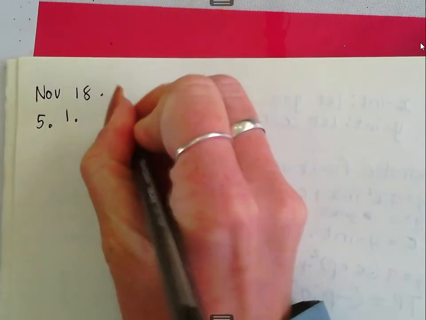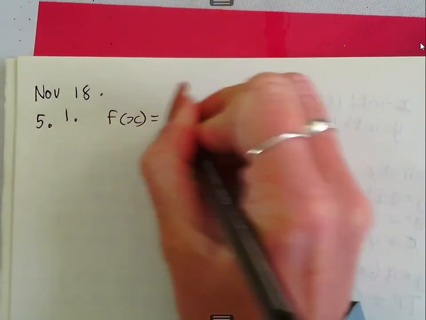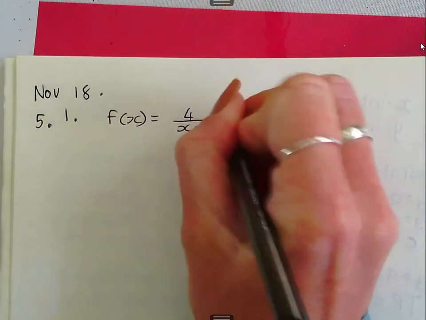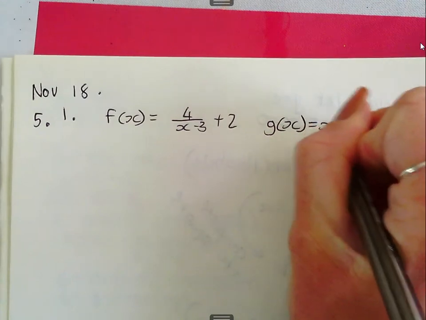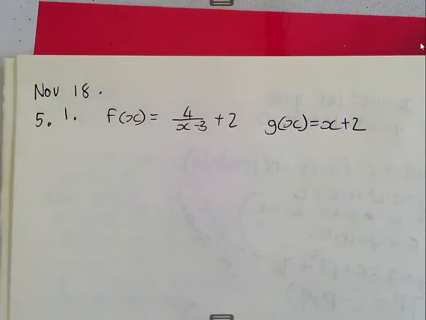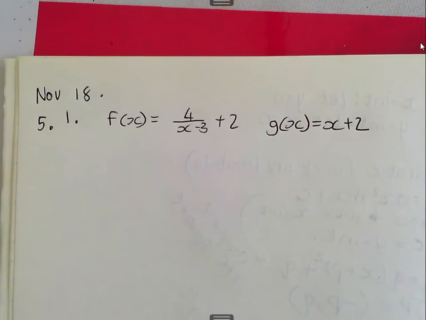This is question 5.1. They've given you two functions. f of x equals 4 over x minus 3, plus 2. And they've given you g of x equals x plus 2. I want to know first off, from anybody: f, what graph is it? Is it a straight line, parabola, hyperbola, exponential?